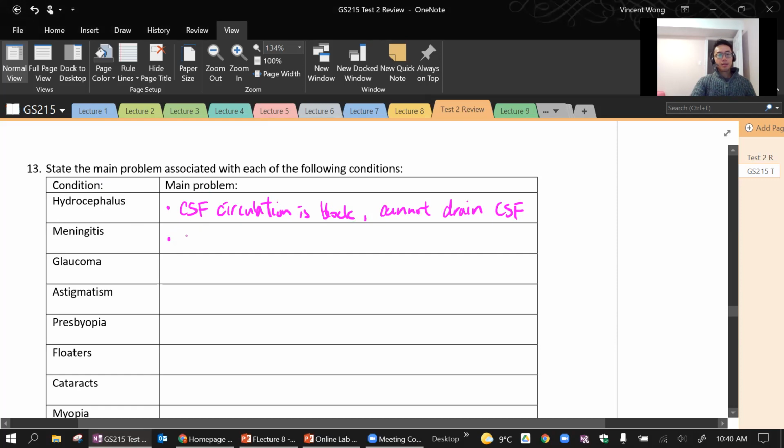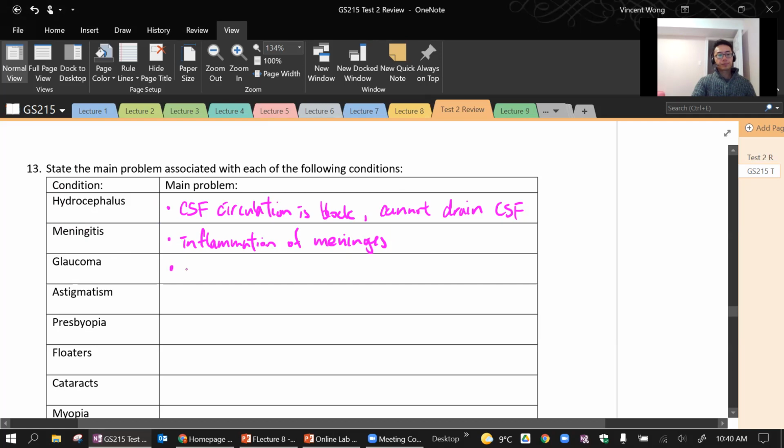Meningitis. Meningitis is the inflammation of meninges. Okay, so you're going to have fever, you're going to have headache. It could be caused by bacteria or viral infection. Could even be caused by fungal infection in rare cases.